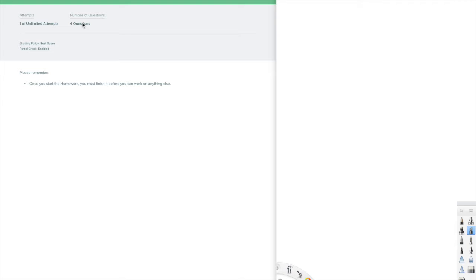Down here it says, please remember once you start your homework, you must finish it before you can work on anything else. And what that means is once I click start, on the bottom right hand corner here, there will be a submit assignment button. You need to make sure that you click that submit assignment button when you want to finish. That's how we finish our assignments. So when we want to leave this screen, whether or not we finished all 4 questions, we click the submit assignment button. It does 2 big things.